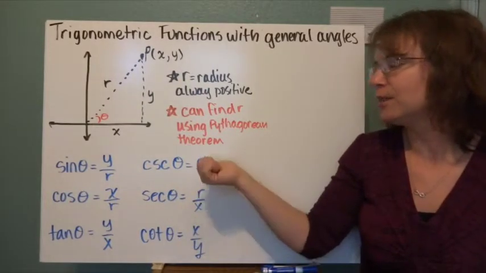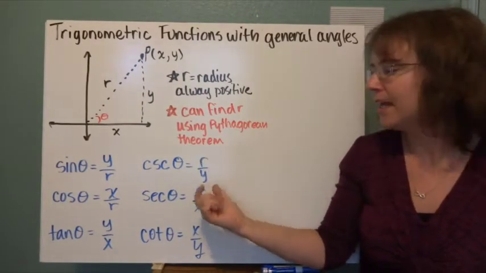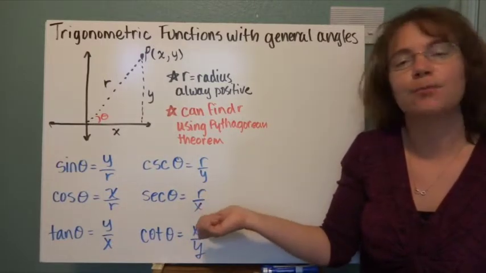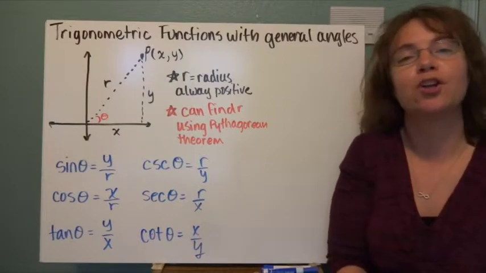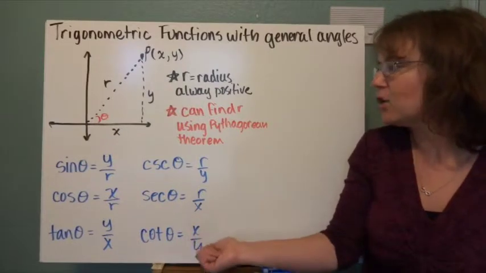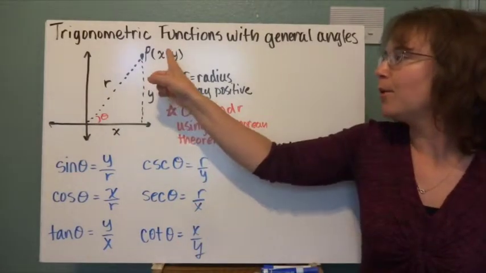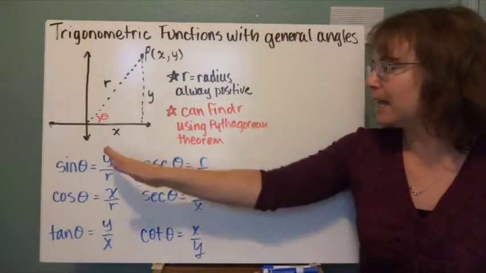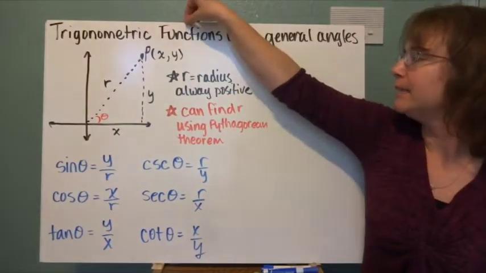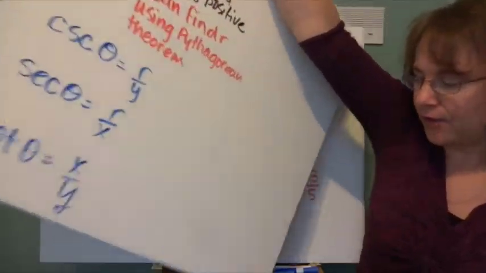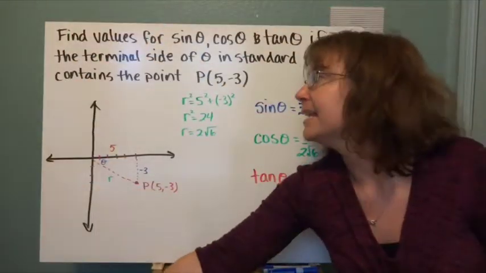Cosecant is just the reciprocal of sine, r over y. Secant is just the reciprocal of cosine, r over x. And cotangent is just the reciprocal of tangent, or x over y. So given that point, we can calculate the radius and come up with all of our trigonometric functions for a circle with any radius. So let's take a look at an example.